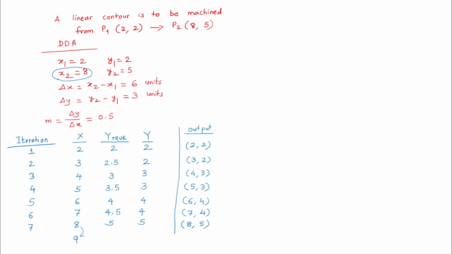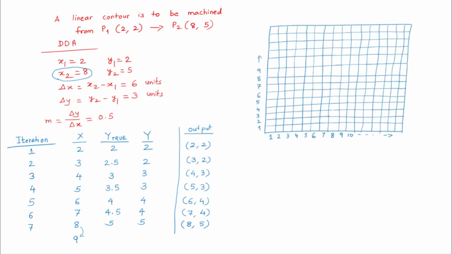Now based upon the output, we have to generate the signals that are to be given to the X drive and the Y drive. So we got the initial point, that is (2, 2). Let us plot this on a graph. A grid or a graph can be seen on your screen. Now let us plot the output here.